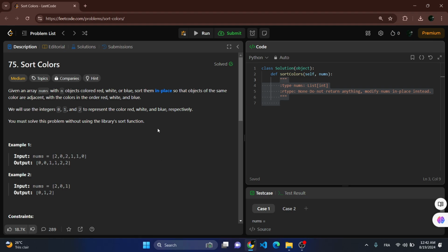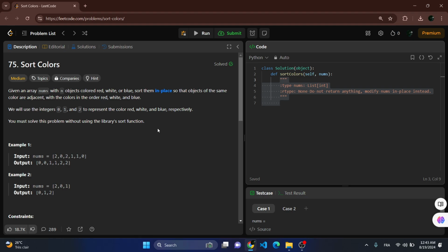The sort colors problem asks us to sort an array of zeros, ones and twos in ascending order. The challenge here is to come up with a solution that is both efficient and elegant. Imagine we are dealing with a list of colored balls and we need to arrange them so that all the red balls are together, followed by white and then blue. How would we do it? That's exactly what we are going to tackle.